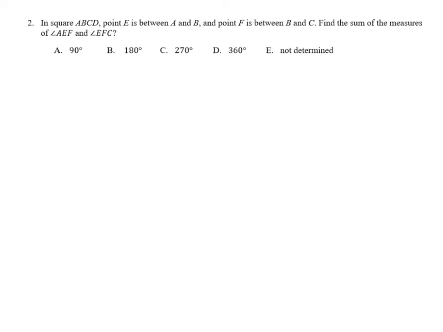Again, anytime we're working with a geometry problem, we normally want to draw a diagram. In this case, we know we're looking at a square, and that square is square ABCD. I'm going to label the vertices A, B, C, and D.